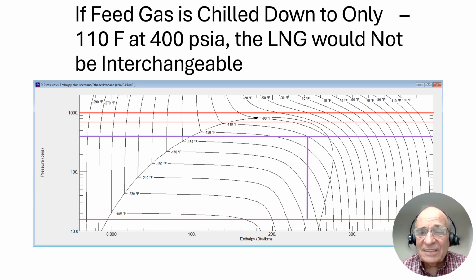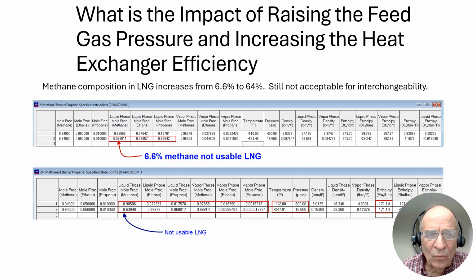But let's take a look at this now analytically. When we look at this analytically, we can say that we came in at minus 110 degrees Fahrenheit and 400 psi, and we flashed down to 16.5 psi absolute, which is tank pressure. And we know that this is an isenthalpic, meaning constant enthalpy, flash process.